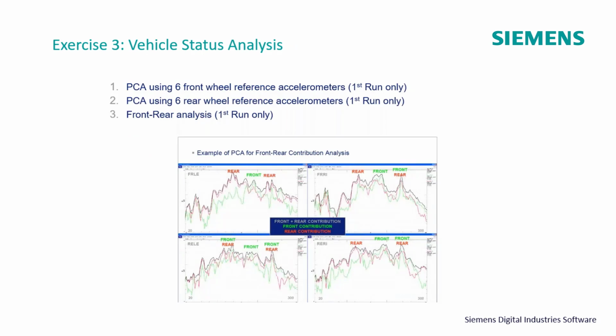Exercise 3, vehicle status analysis. Here, if we're looking at the contributions at the left ear and the right ear, in the front and the rear, what portion of the noise is coming from the front suspension and what portion is coming from the rear suspension? We can look at the principal components by summing up the 6 front row reference accelerometers and also the principal components using the 6 rear.